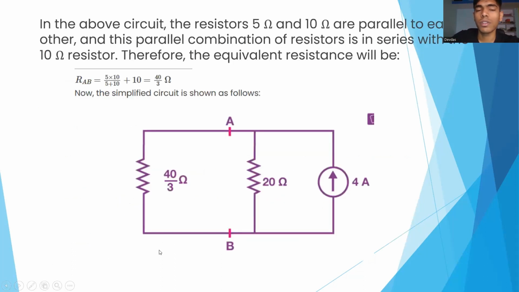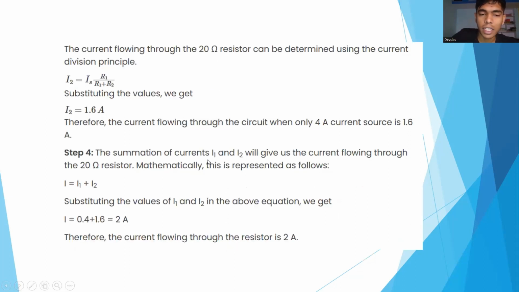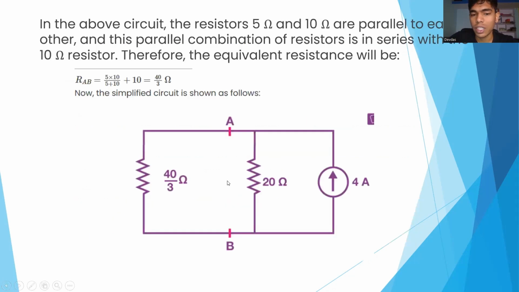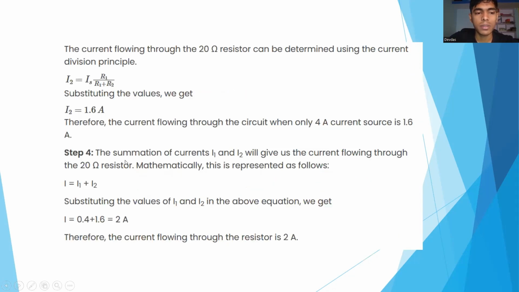So using the first voltage source individually, we got I1 as 0.4 ampere. And using the second source, which is the 4 ampere source, we got the current flowing through the 20 ohm resistor as 1.6 ampere. After considering each individual source, we get I1 and I2. The sum of these currents is the total current flowing through the 20 ohm resistor, so I is equal to I1 plus I2, where I1 is 0.4 and I2 is 1.6.